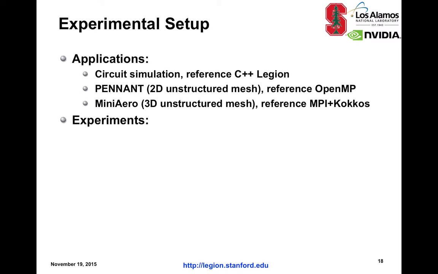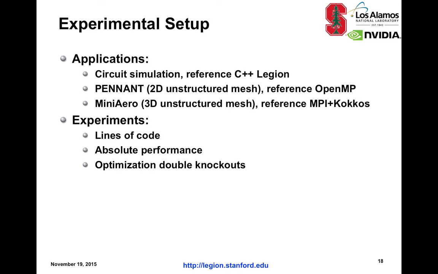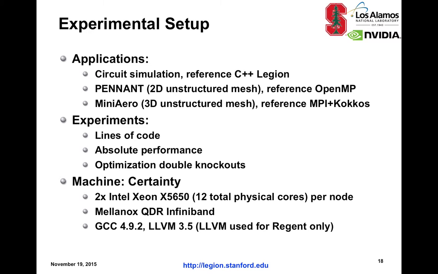And we did 3 sorts of experiments with these applications. We looked at the number of lines of code to get a sense for how expressive the Regent programming model was. We looked at absolute performance, and we looked at the impact of each optimization by performing a series of double knockouts, comparing with each individual optimization disabled and with each pair of optimizations disabled to determine whether there were any interactions between the different optimizations. And finally, we performed these experiments on Certainty, a cluster of machines at Stanford.